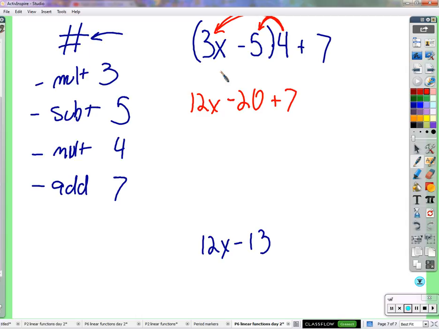Now, the distributive property is the answer to that issue. Distribute it to both of those things. Now there's nothing going on with the parentheses. The parentheses are, quote, done.